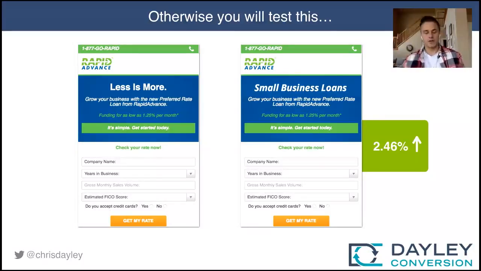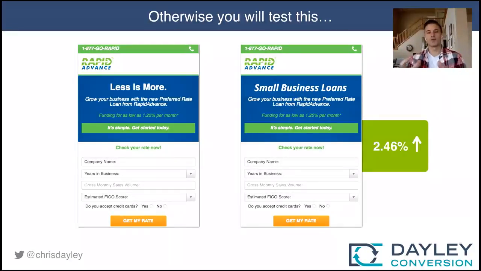And so we came in, we started working with them, and the first thing that they said we needed to test was headlines. So this was a PPC landing page. They were running PPC traffic here. They said, let's test matching the headline with the search term. And so we ran a headline test.